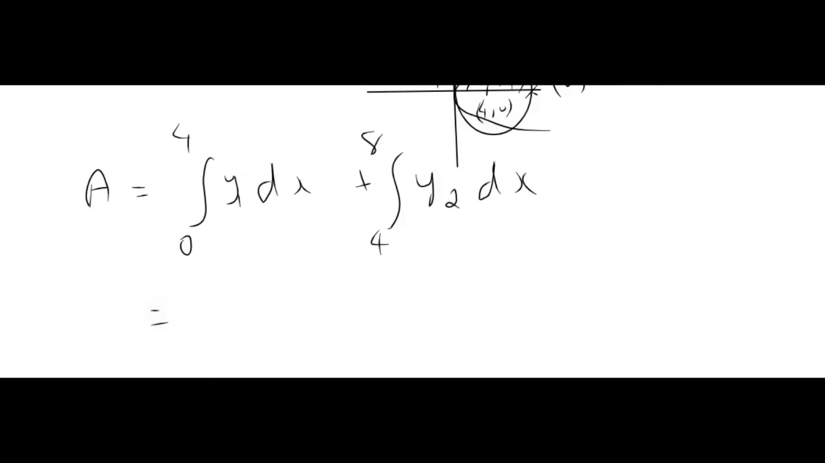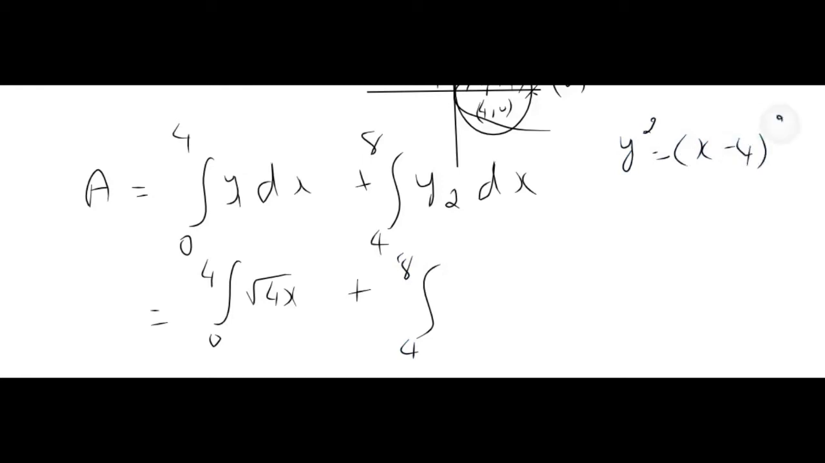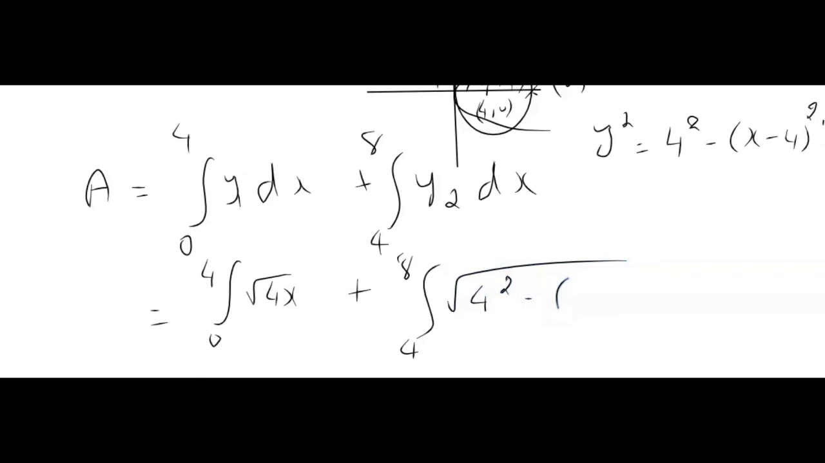So this is equal to integration of 0 to 4, y squared is equal to 4x, then obviously it is now going to be root of 4x, plus integration of 4 to 8. So we can write y squared is equal to 4 squared minus x minus 4 the whole squared. I'm sorry, children. It's now going to be y squared is equal to 4 squared minus x minus 4 the whole squared, or y would be root of 4 squared minus x minus 4 the whole squared dx.